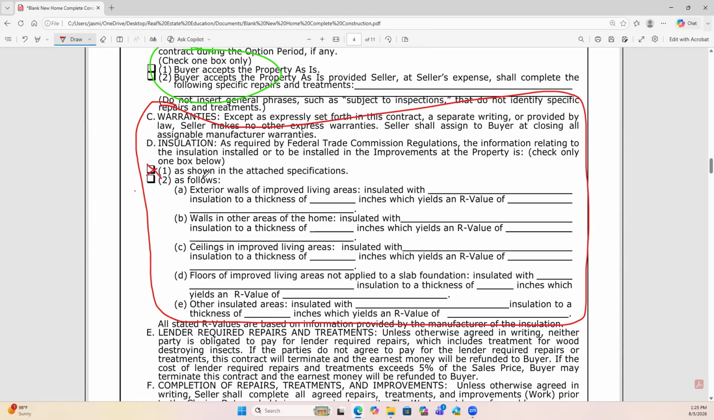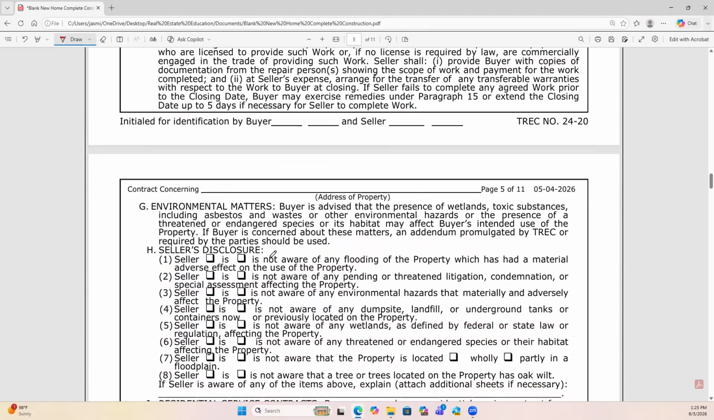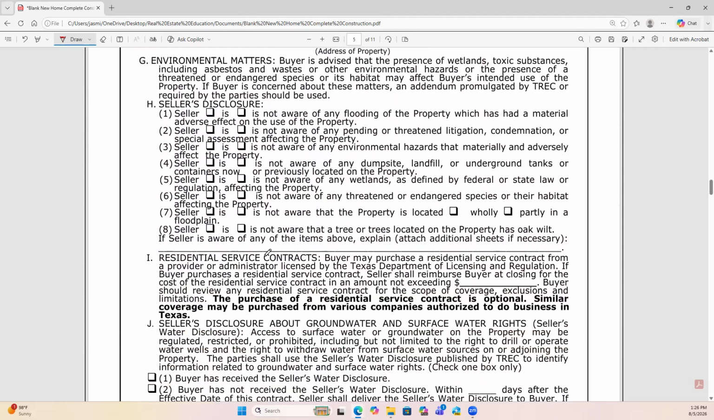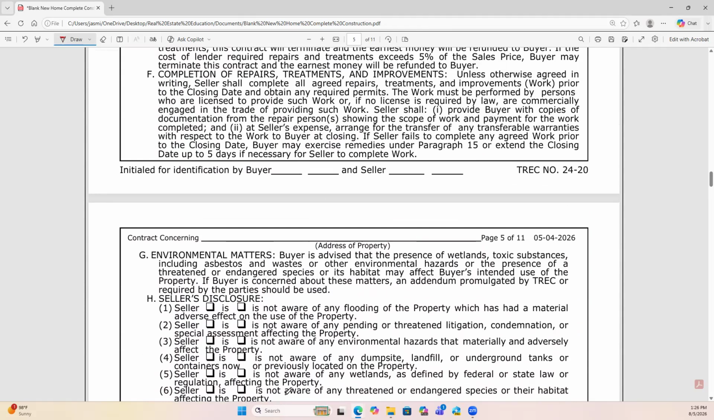That way, the listing agent is now providing an additional document to attach to the contract with this in it, versus writing in this section here. Okay. The rest of this is the same. Like I said, we were talking about environmental matters and the residential service contract or your home warranties. This is all the same. None of this has changed.